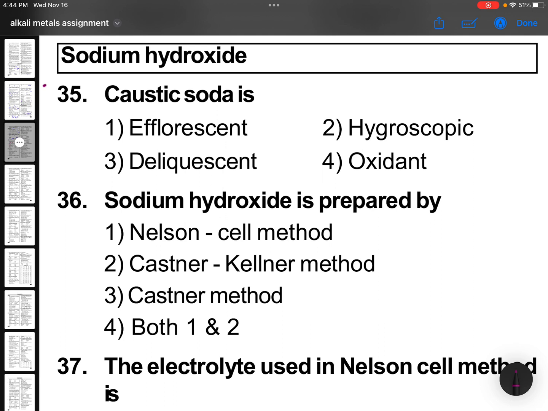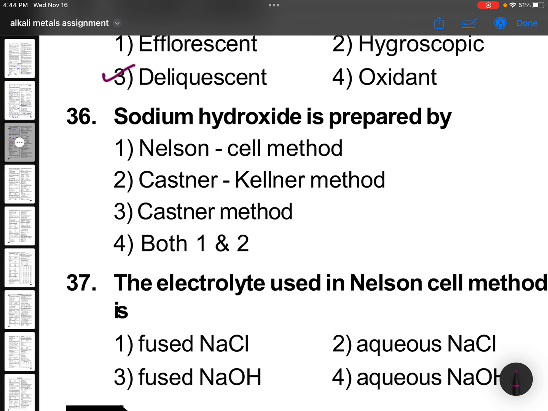Sodium hydroxide questions we are discussing. Caustic soda is sodium hydroxide. Sodium hydroxide's nature is deliquescent. What is the meaning of deliquescent? It absorbs moisture and turns into liquid. That is deliquescent. Only absorbing moisture is hygroscopic. Losing of water molecules is efflorescent.